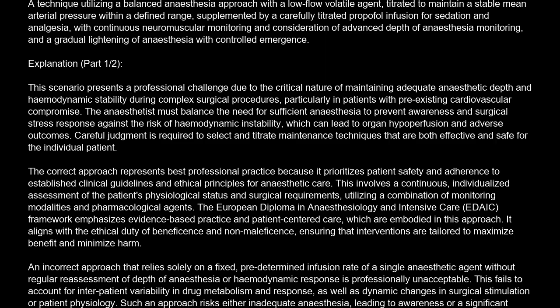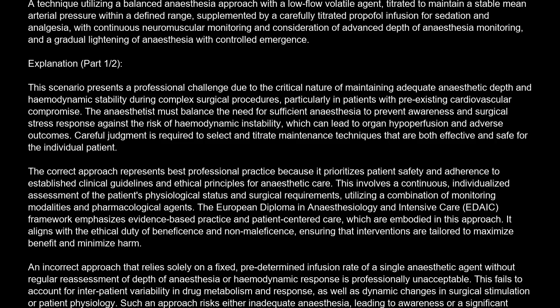The correct approach represents best professional practice because it prioritizes patient safety and adherence to established clinical guidelines and ethical principles for anesthetic care. This involves a continuous, individualized assessment of the patient's physiological status and surgical requirements, utilizing a combination of monitoring modalities and pharmacological agents. The European Diploma in Anesthesiology and Intensive Care, EDAIC, framework emphasizes evidence-based practice and patient-centered care, which are embodied in this approach. It aligns with the ethical duty of beneficence and non-maleficence, ensuring that interventions are tailored to maximize benefit and minimize harm.